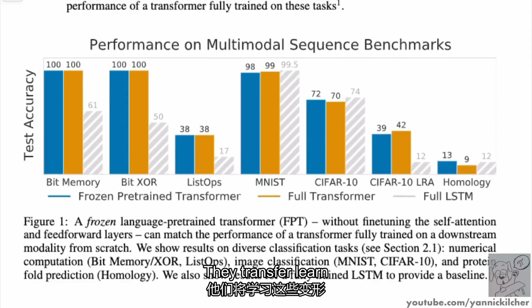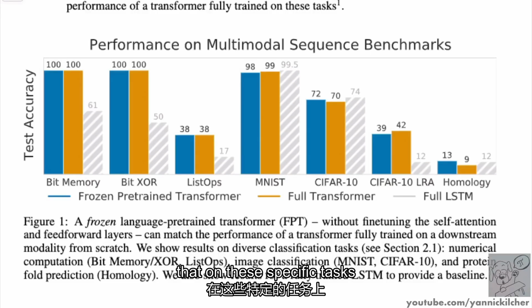They transfer learn these transformers to these completely new domains, and they don't just do it in a regular transfer learning way. They freeze almost all of the parameters of that transformer. Specifically, they freeze all of the attention and all of the feed-forward layers in the transformer. Therefore, they only fine-tune about 0.01% or so, or 0.1% of the parameters of the model.